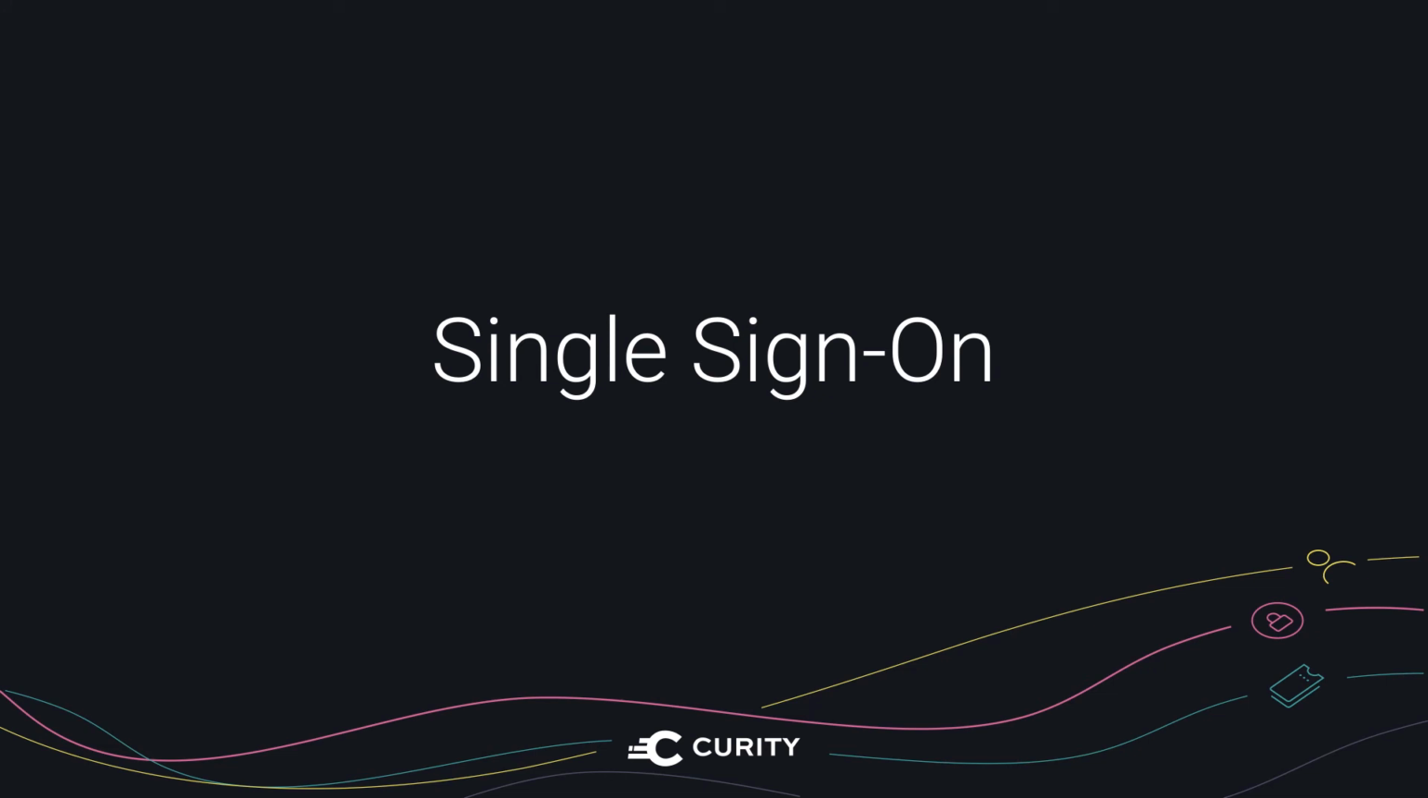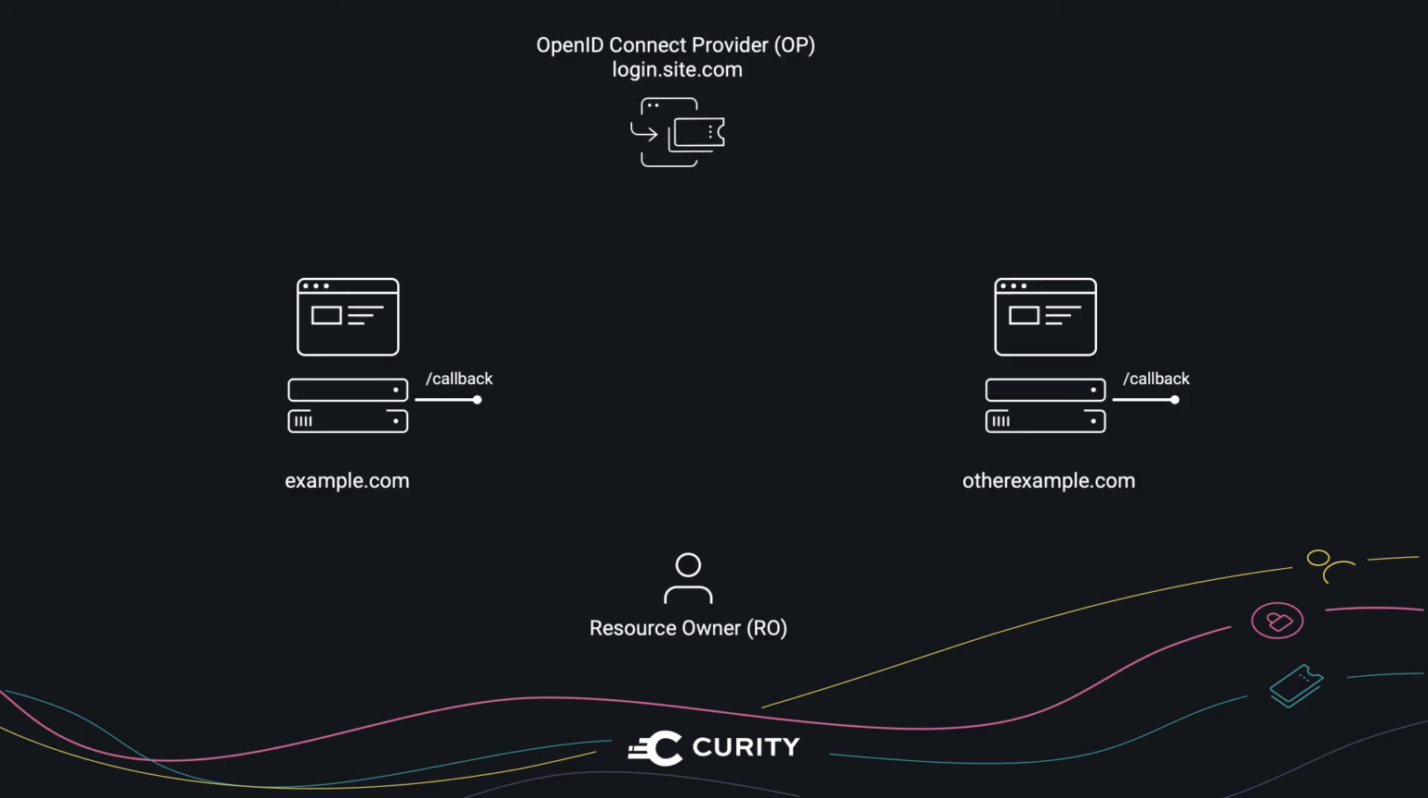So now that we have the ID token and we know how to run the code flow, let's look at how single sign-on relates to OpenID Connect. Single sign-on is really a side effect of using OpenID Connect, as you'll see here. So let's assume we have two websites, example.com and otherexample.com, and we have a login site, which is the OpenID Connect provider, login.site.com. So the resource owner visits example.com and logs in. So it gets redirected over to login.site.com, which by hook or by crook authenticates the user. When the authentication is done, an ID token is issued.